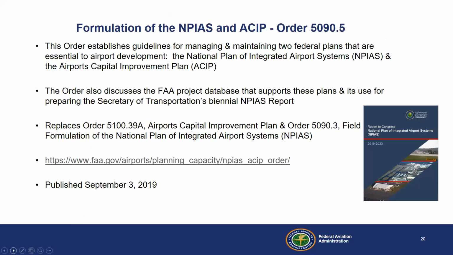Our NPIAS report was most recently published in 2019. The NPIAS order replaces previous orders, a CIP plan and a field formulation plan. It can be found at the link provided, and this allows Congress to look at what the needs are out there at airports. And so they are very dialed into how much airports need, what the capital planning requirements are, and what we need for future development at airports.